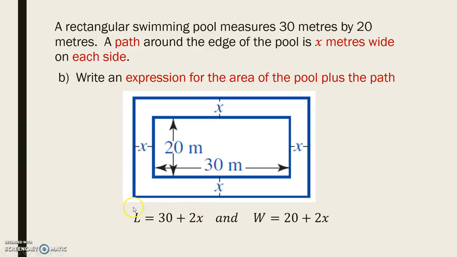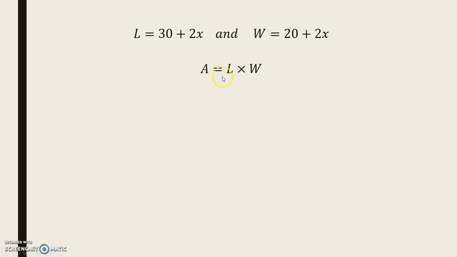The new length with the path is going to be the 30 meters plus this X, which is plus 2X. The width, adding X to the top, X to the bottom, plus the 20 of the pool. So that's 20 plus 2 lots of X as well. Going to the next screen, we've got those two measurements now, those two dimensions. Our rule for area is length times width.